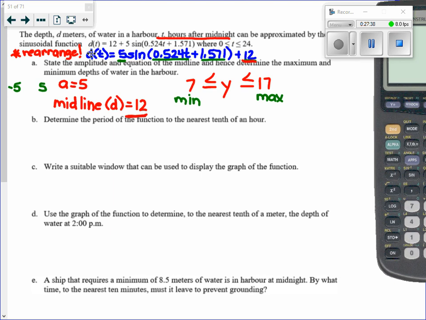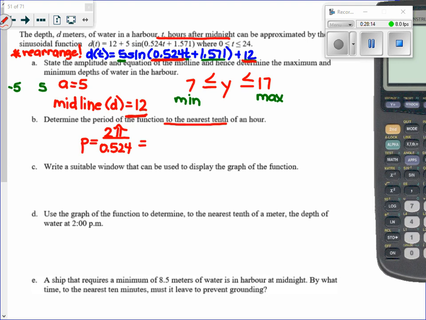Right? Okay, determine the period of the function to the nearest tenth of an hour. This is really important to pay attention to, girls. When it says to the nearest tenth or to the nearest hundredth, make sure you really pay attention to that, okay? So period. Well, I don't know period, but I have my B value here, and I know B affects my period. So period is, what is the period of a normal sine function usually? 2 pi over my B, 0.524.